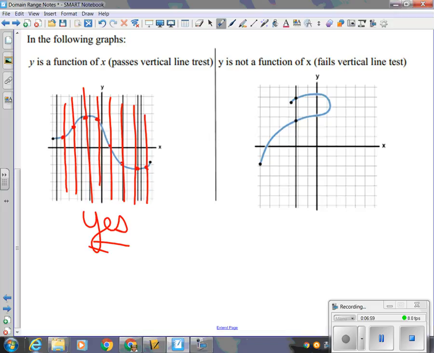What about the next graph? No. Now, if someone said, oh, I tested it, and right there, it only touches once. Yeah, but that's not the whole graph. You've got to think of every position on the graph. If I drew my vertical line right here, how many times do I touch it? Twice. So it can't cross underneath itself. Does everybody get that? So this would be a big fat no.